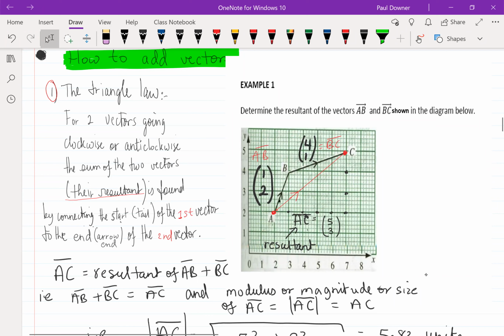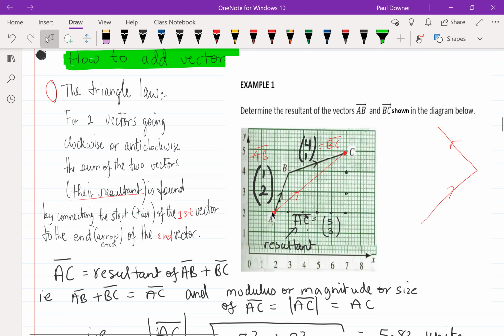If one was going so, and the other one was going so, like that, they would both be going in an anti-clockwise direction, because if I did it like this, taking the natural course of it, that'll be anti-clockwise. So I could use the triangle law to add them up as well. So what is the resultant or the addition of these two vectors? What do I get when I add them together?